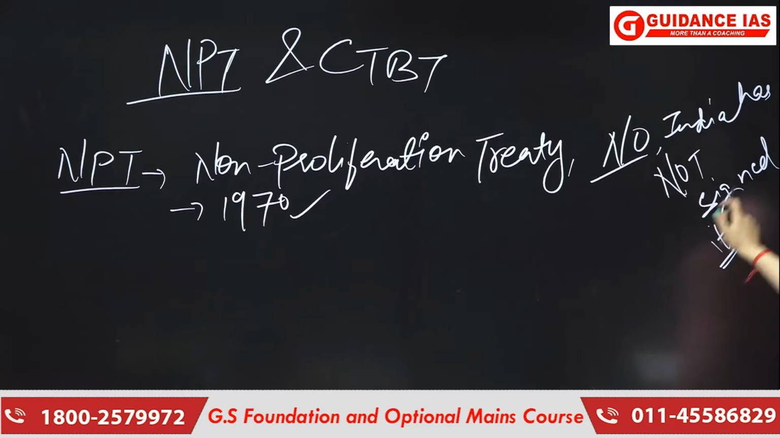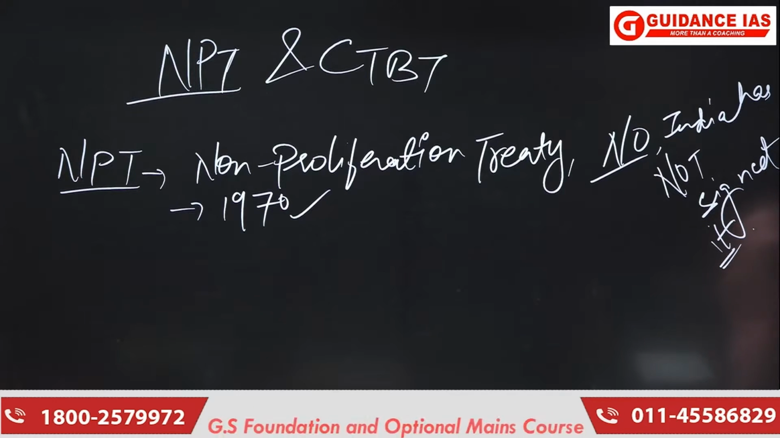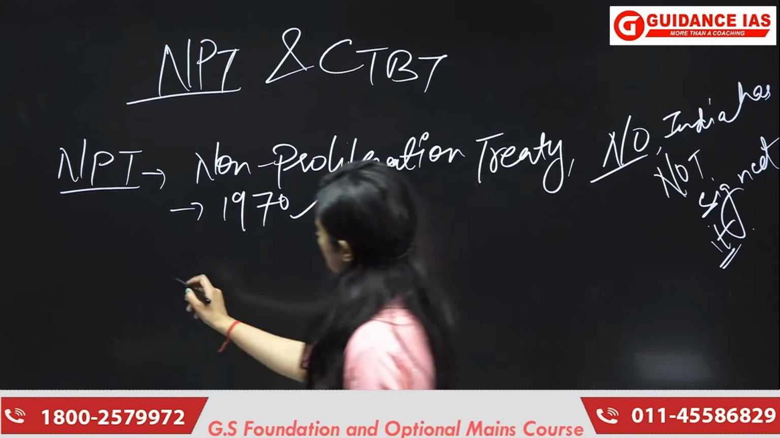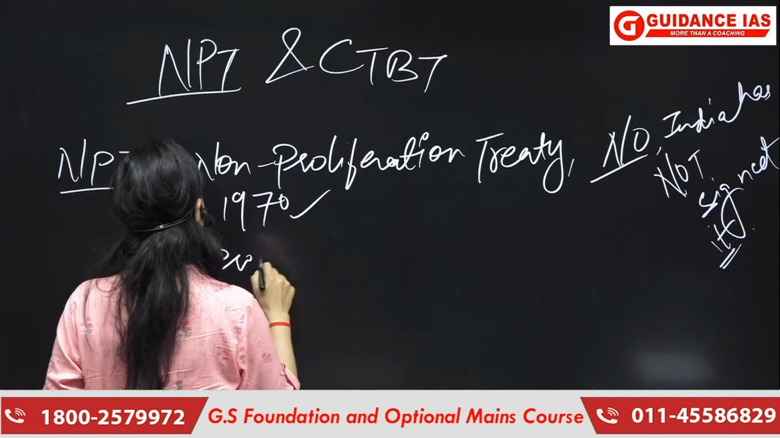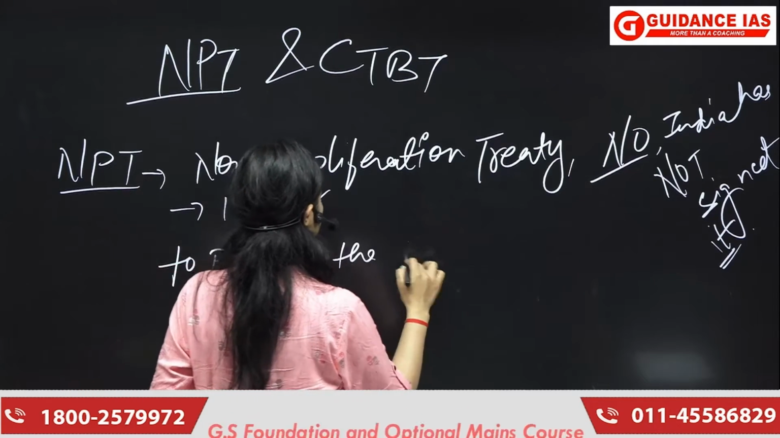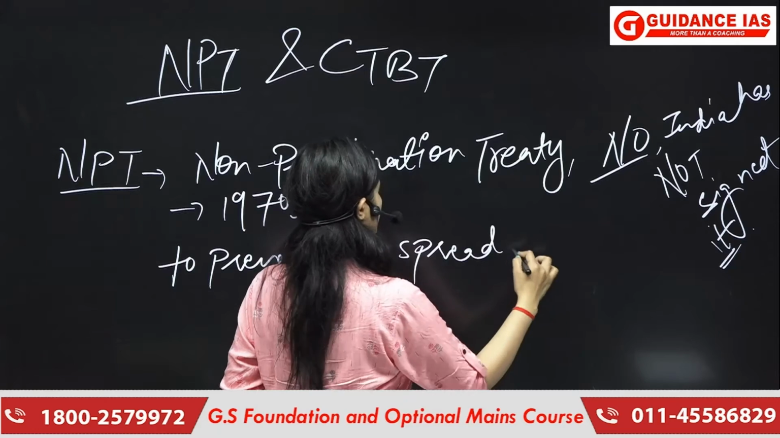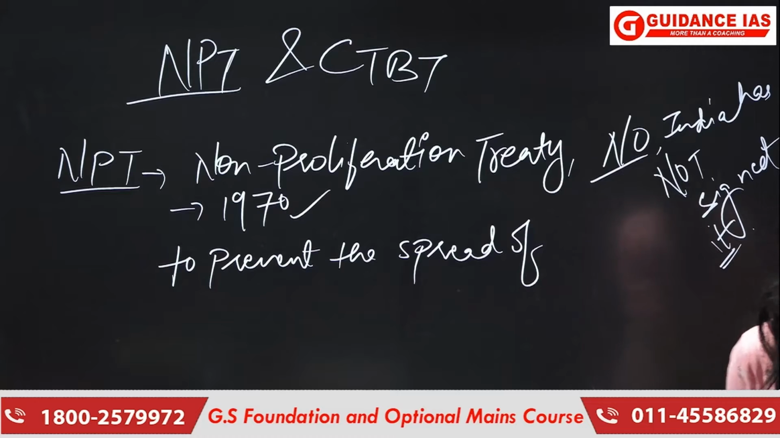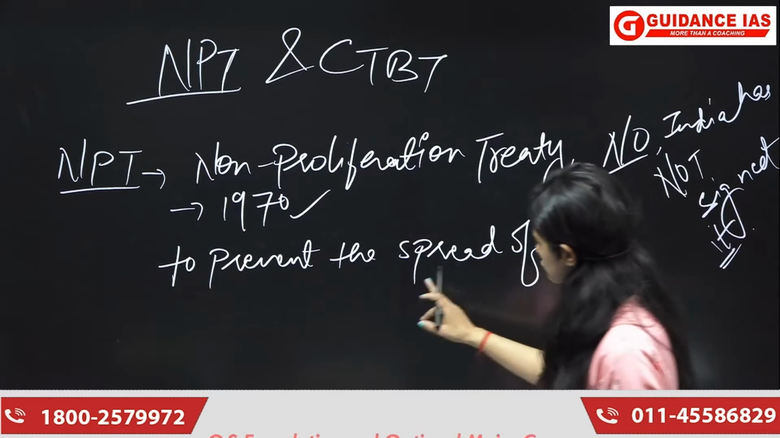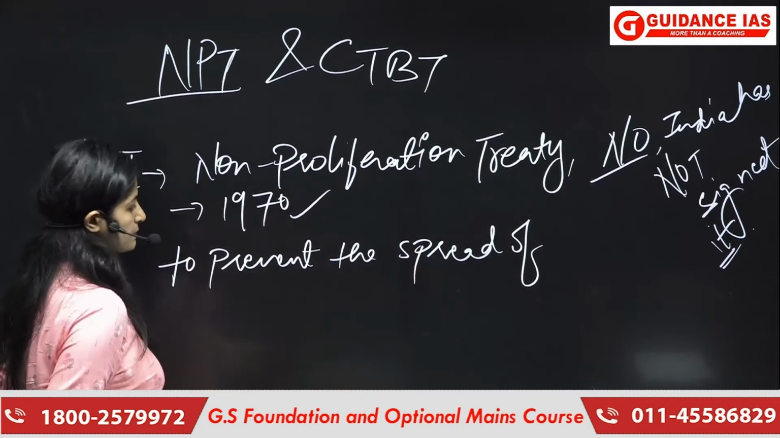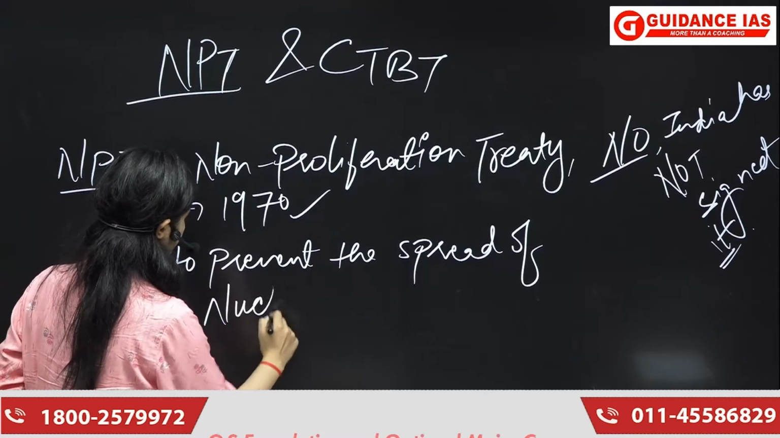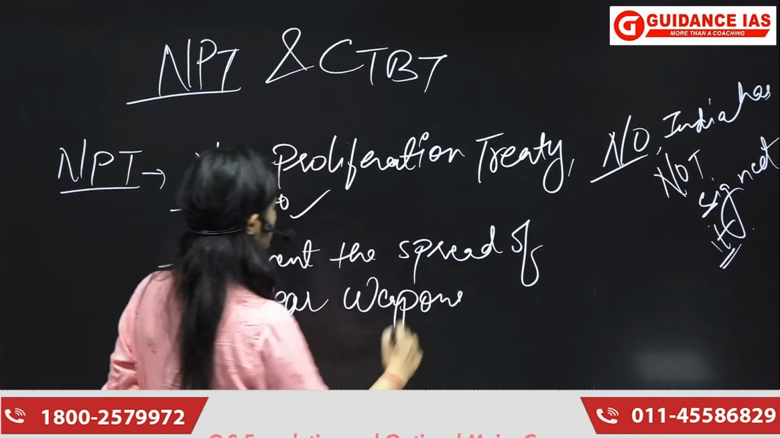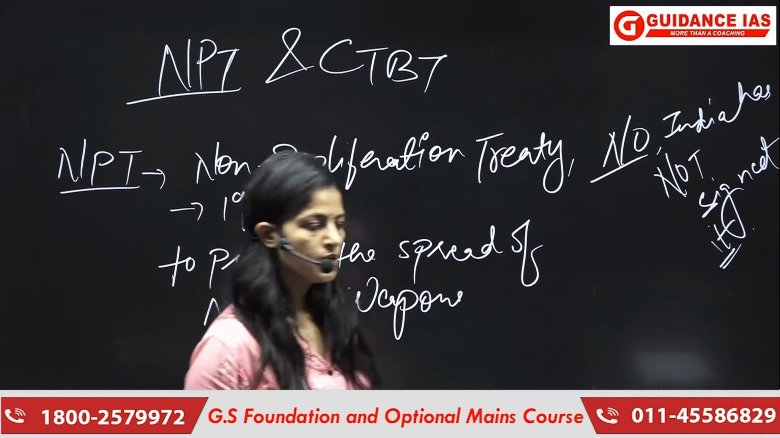Apart from this, we've already seen that India is not a member, and this international treaty का जो objective है is to prevent the spread of what? If it is a non-proliferation treaty, तो इसका वही होगा ना, to prevent the spread of nuclear weapons. Right? Nuclear weapons का spread नहीं होना चाहिए. That's the only aim this NPT treaty holds.